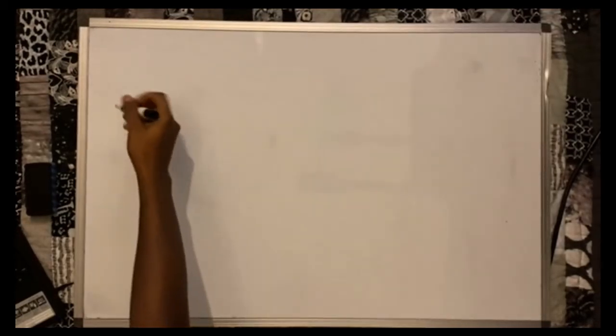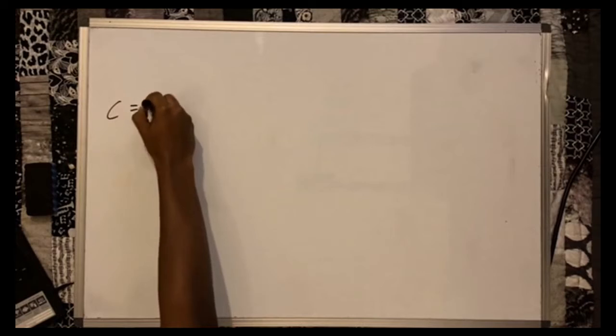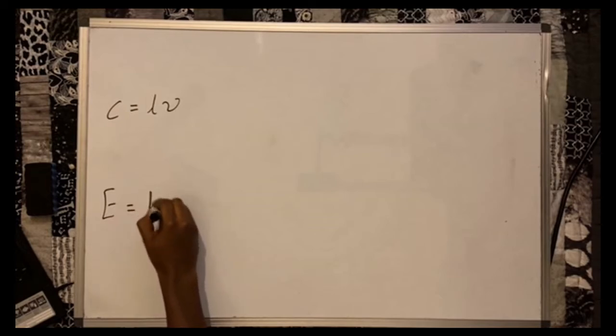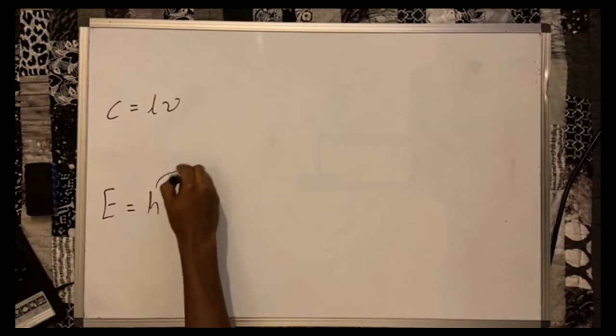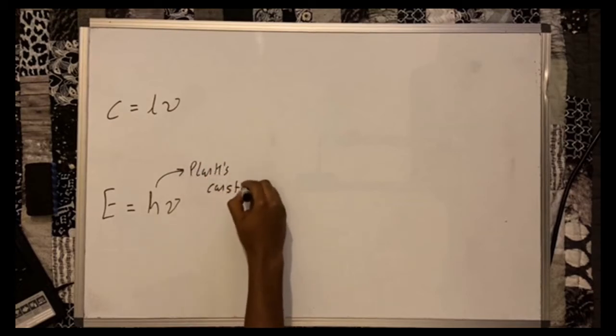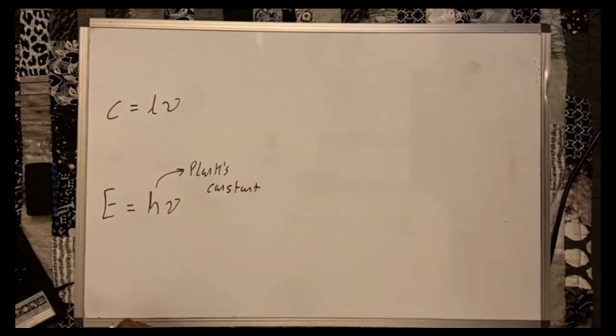So let me remind you, for waves, we had our two main things. We had c equals lambda nu, and then we had E equals h nu, where h is Planck's constant. And that's a number. Ooh, what is Planck's constant? It's a constant.